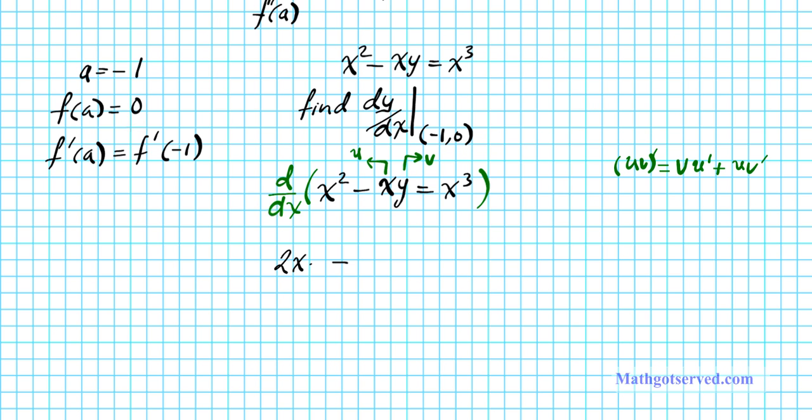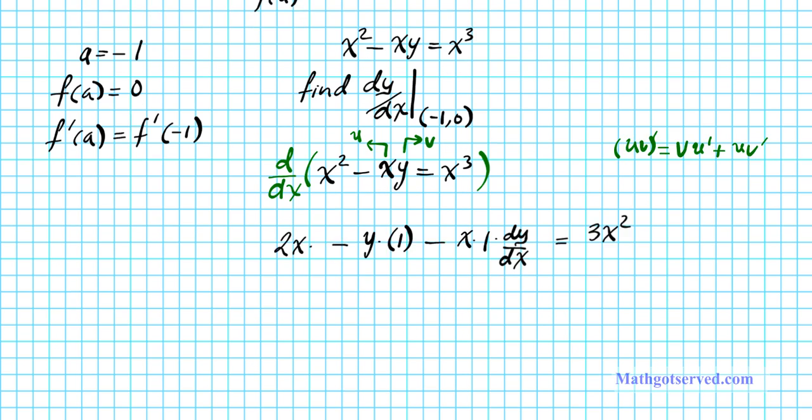All right. So we have v, which is y, times u prime, which is 1. Now this minus gets distributed to that plus, so we have minus u v prime. So x times the derivative of y, since we're differentiating with respect to x, we have dy dx. Okay, and then that equals the derivative of x to the third, which is 3x squared using the power rule.